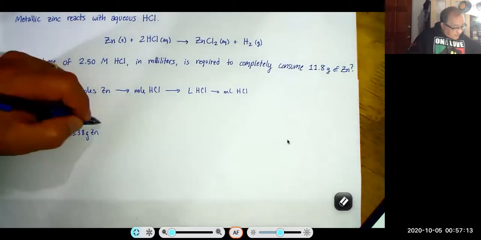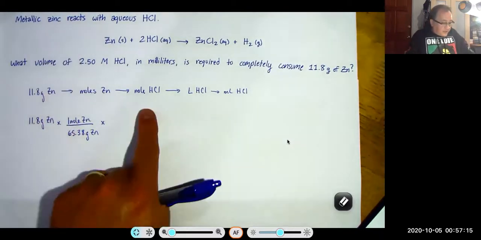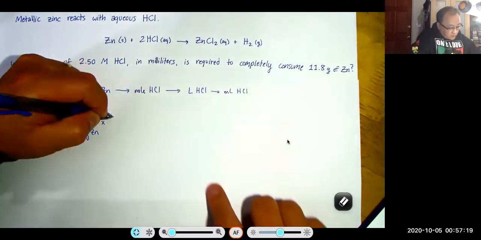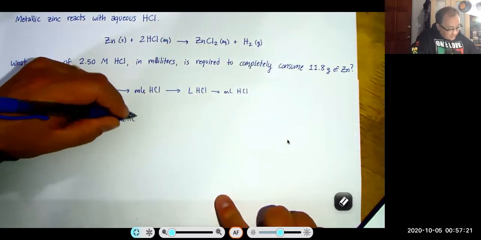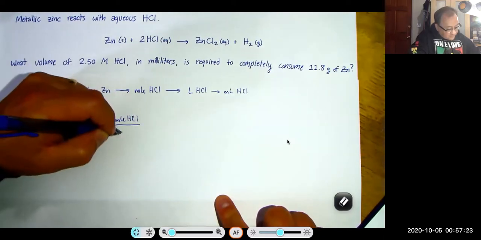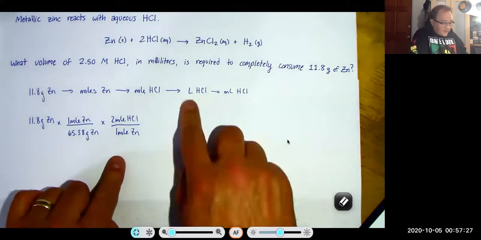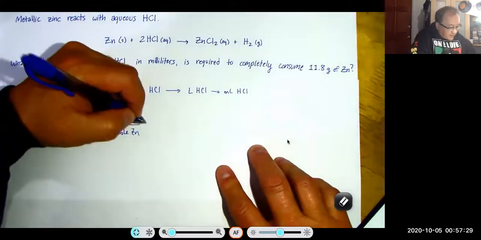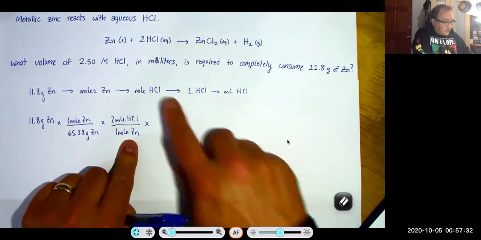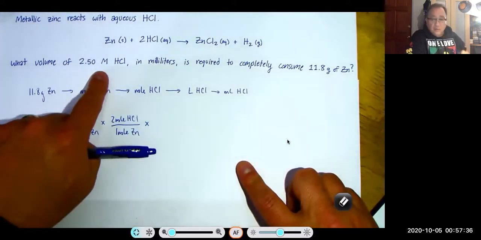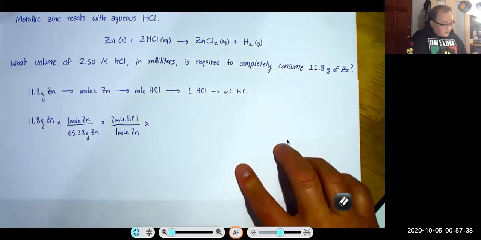And then I want to convert that to moles of HCl. So we have up here from the balanced reaction, 2 moles of HCl to 1 mole of zinc. And then I want to convert that to liters of HCl. So I'm going to go ahead and use the concentration of my hydrochloric acid. So this is 2.50 moles of HCl per 1 liter of solution.